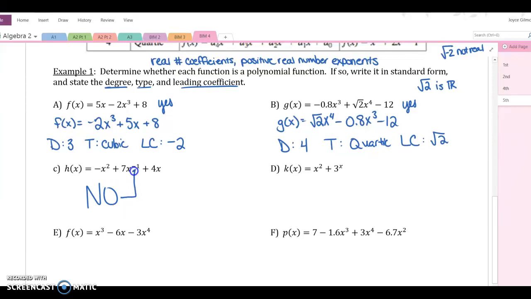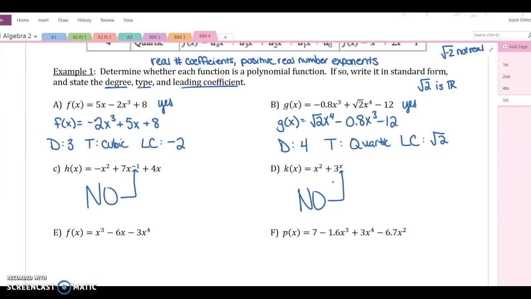No, because you have a -1 as an exponent. You have to have positive real number exponents. How about D? Is D a polynomial? No, because you got x as an exponent, and x is your variable. We don't know what x is. So x could be a positive real number, or it could be the square root of -27. We don't know, and since we don't know, it can't be a polynomial.